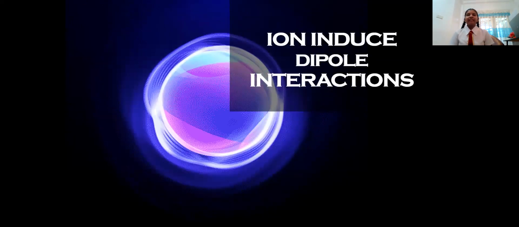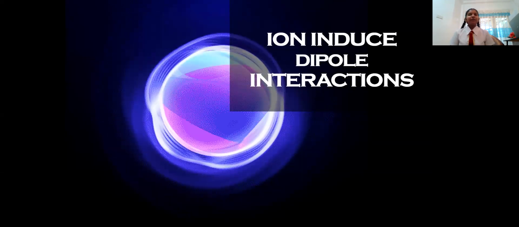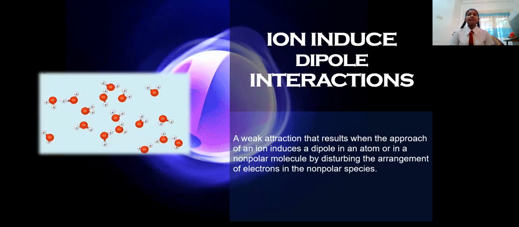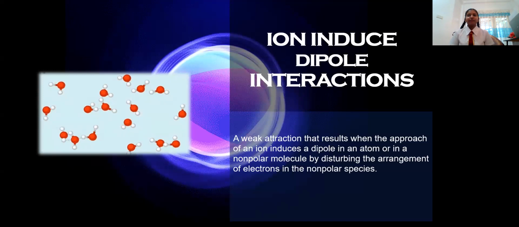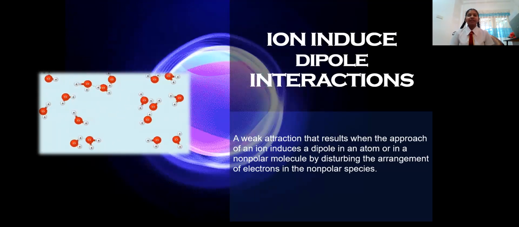Today, I will be giving an explanation about ion-induced dipole interactions. A nonpolar molecule may be polarized by the presence of an ion near it. That is, it becomes an induced dipole. The interactions between them are known as ion-induced dipole interactions. The strength of these interactions depends upon the charge of the ion.